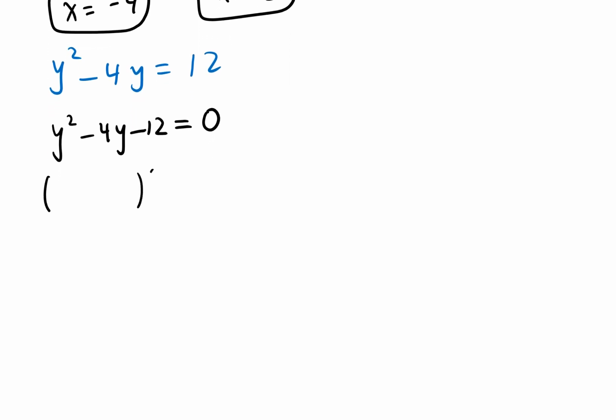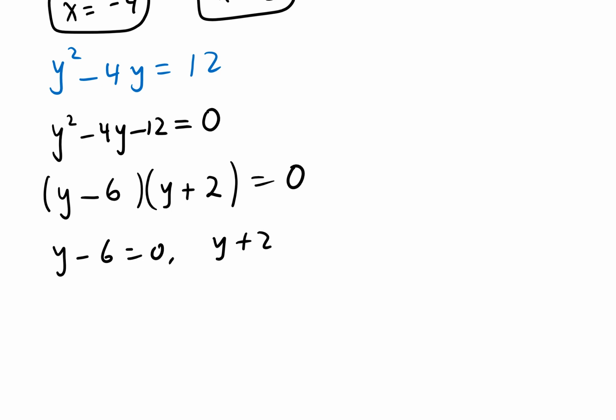Again, it's a trinomial equal to 0. Then y, maybe minus, plus, maybe 3 by 4, no, 12 by 1, no, 6 and 2 works. You can test it out. As soon as you factor it, you set each factor equal to 0. y plus 2 equals 0. So y equals 6, or y equals -2.